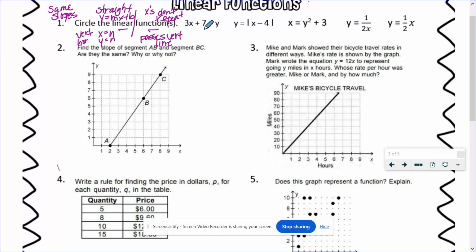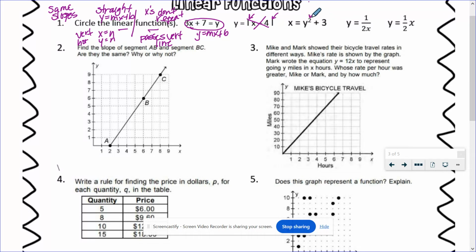So the first equation can be written in y equals mx plus b, which means that it will have a slope. It's not going to be horizontal or vertical. And so therefore, since it is a line that will have a slope to it, it will also pass the vertical line test. So that is a linear function. This is not linear because of the absolute value bars. So no matter what, if it's not linear, it can't be a linear function.